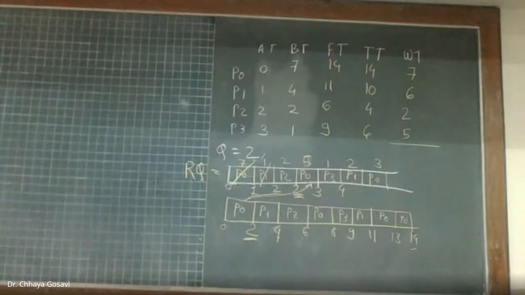Any queries in round robin algorithm with arrival time and without arrival time? Ma'am, can you explain that step? When P0 arrival time is 0, then quantum is 2, so 0 to 2 it will be scheduled. Then P1 is coming at 1. Then after that I did not understand.